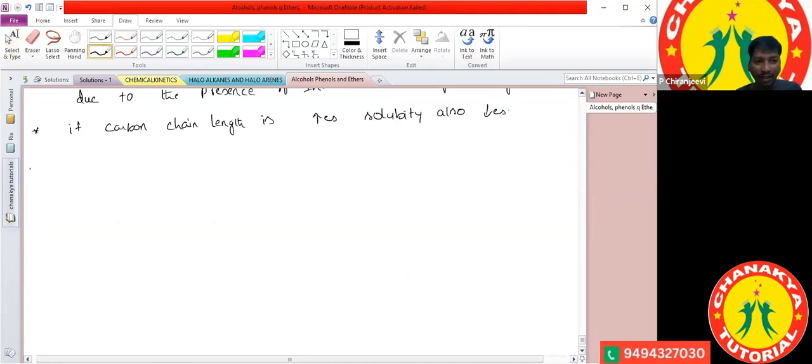That is one simple example. What example can we take here? For example, methanol, ethanol, propanol. I'm taking ethanol as CH3CH2OH, and methanol as CH3OH. So which one is highly soluble in water? Methanol, ethanol, propanol. Which one is highly soluble in water? Any one of you?